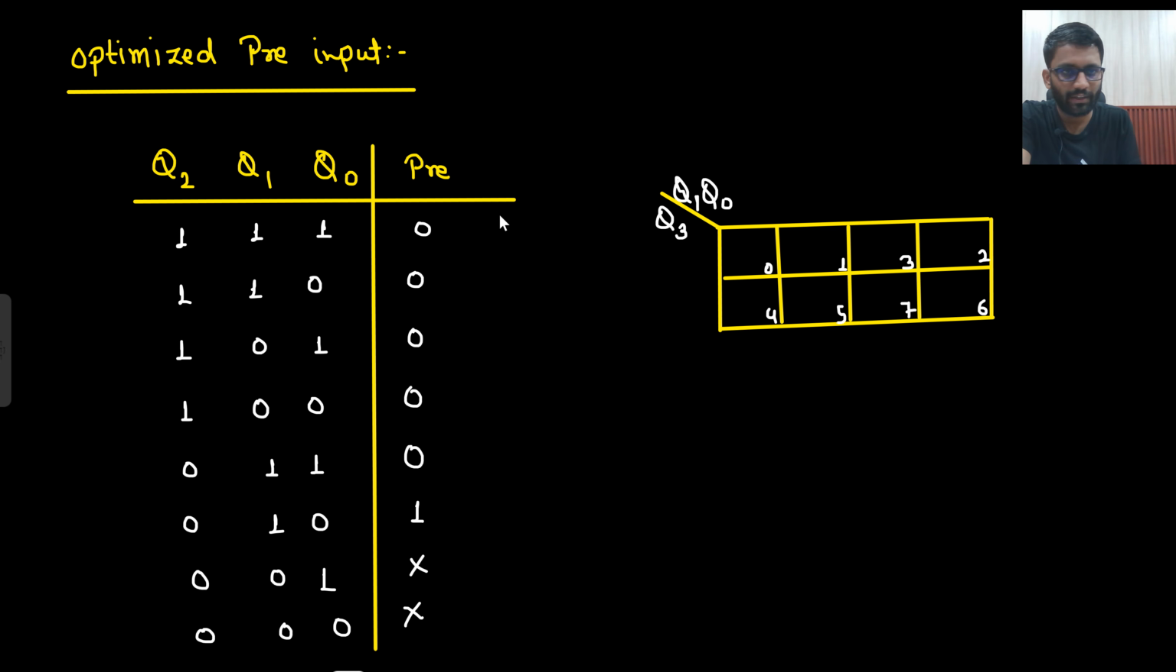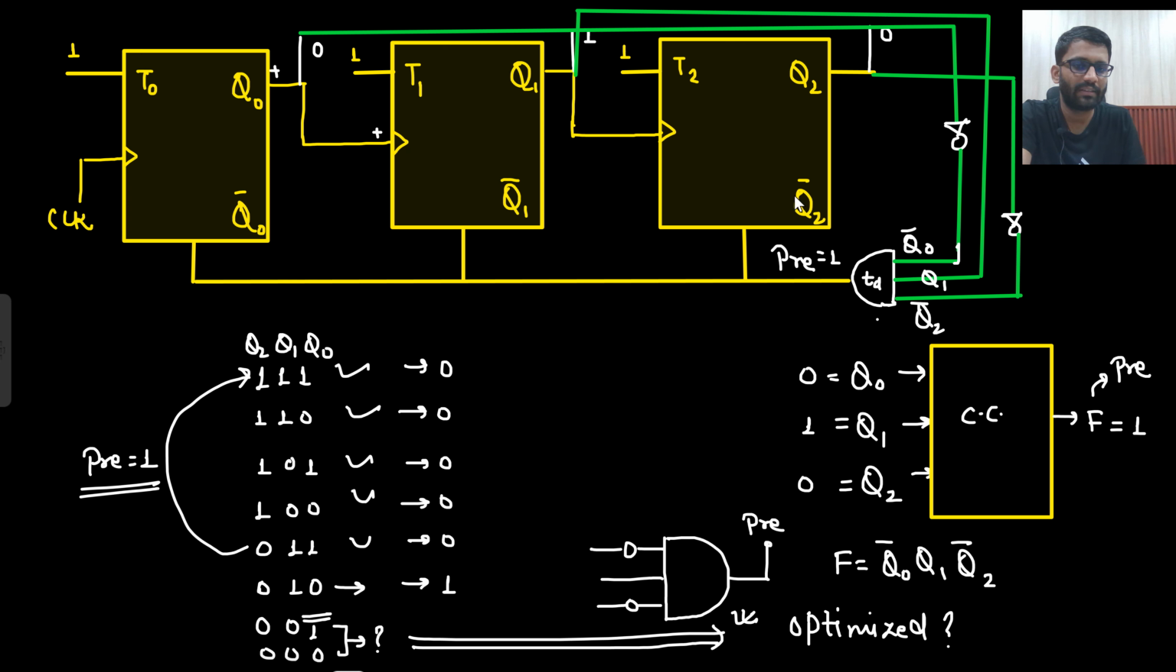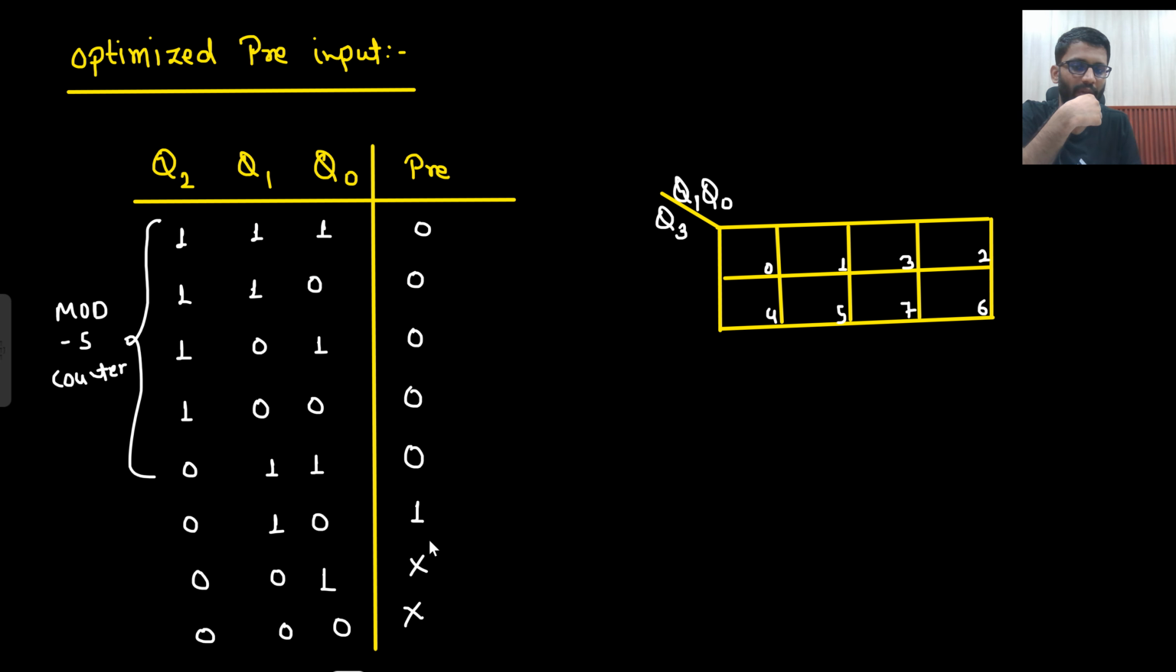So for 1 1 1 it should give me 0, for 1 0 0 it should give me 0, for 1 0 1 it should give me 0, for 0 1 1 it should be 0. Just as 0 1 0, so here we are getting 5 states, so this will be my mod 5 counter. There is no doubt about it. But just as I get 0 1 0, this gate will become active and give me pre-output as 1.